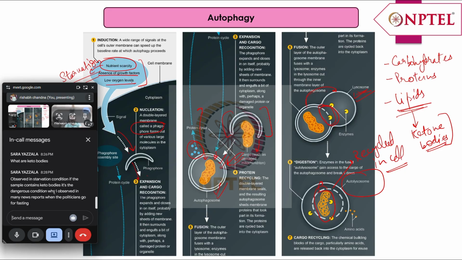That's how, for example, if any politician goes for fasting, which is actually a political stunt, it may go to an extent that they will not be able to hold it, and the person may die. Then they are asked to break their fast. Okay, so that's how detection of these ketone bodies is done.